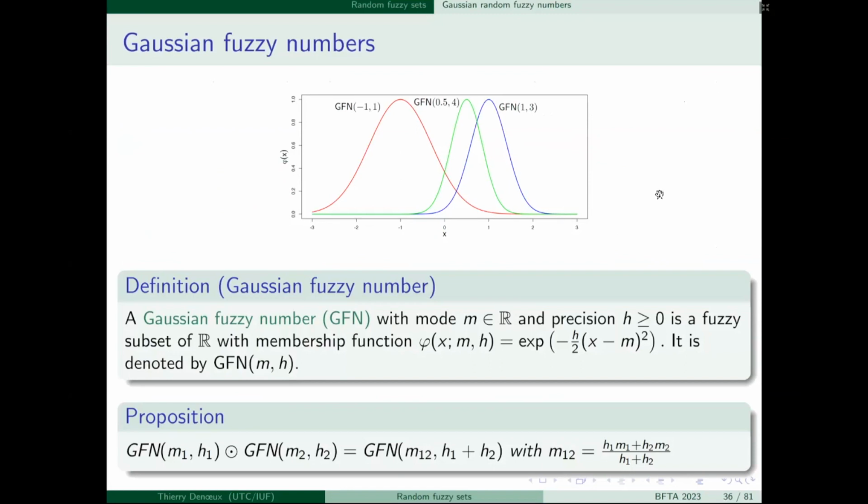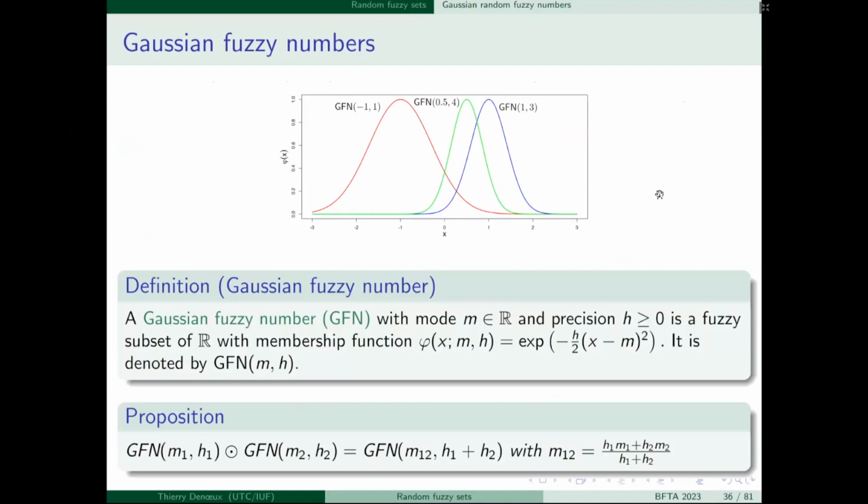So first, I introduce the notion of a Gaussian fuzzy number. A fuzzy number is a subset of the real line, and it is Gaussian if the membership function is a Gaussian. So this is the degree of membership of x to a fuzzy number, defined like this. It has a mode m and a precision parameter h.